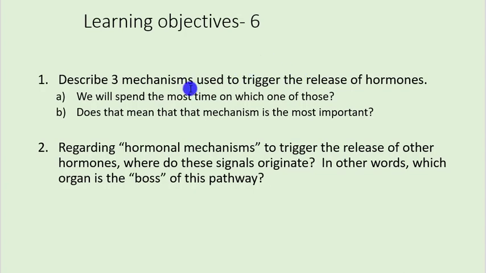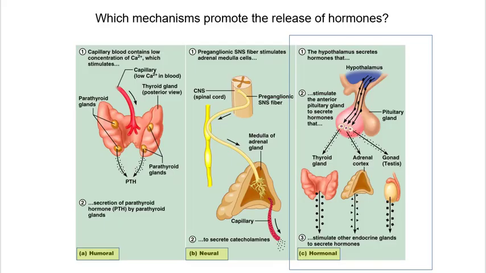But what made that initial endocrine organ release hormone in the first place? Which general mechanisms are involved? We'll get to the details in subsequent lectures, but for now, what general mechanisms are there? And so that's what we'll get to here in this next slide. Which mechanisms promote the release of hormones?